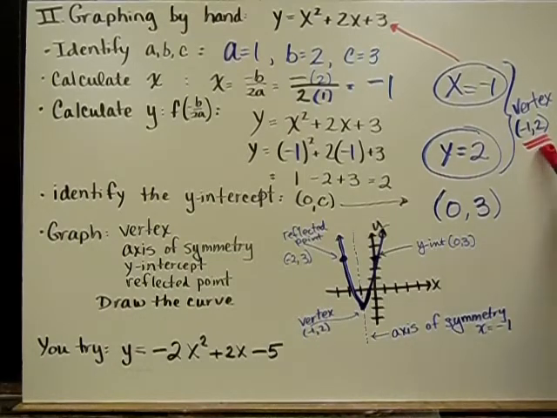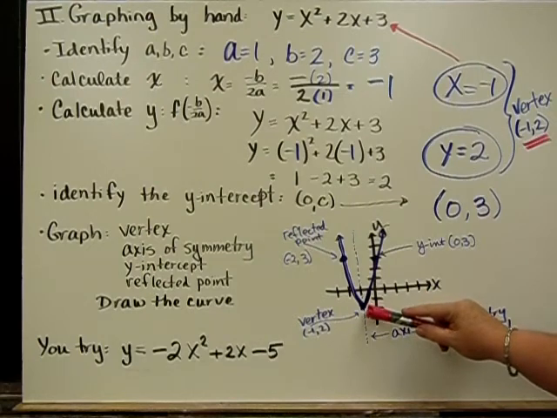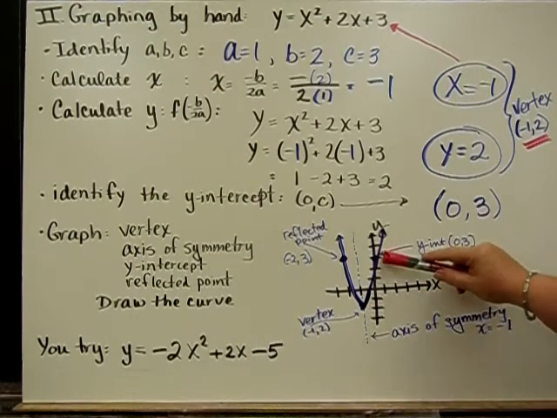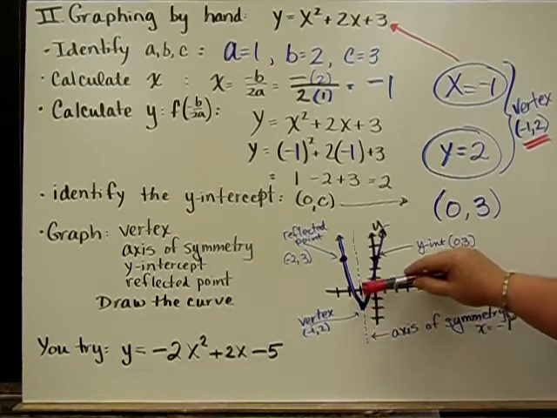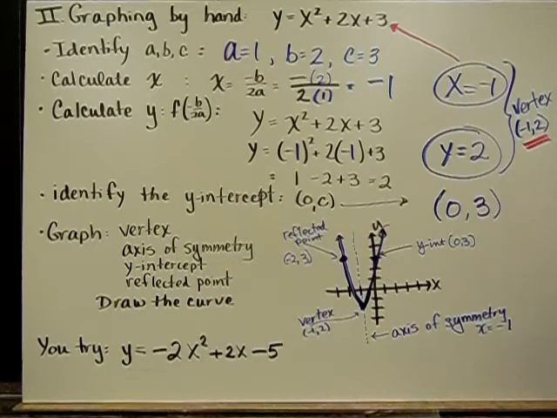So first of all, the vertex is (-1, 2). So here's the vertex. Here's our y-intercept of (0, 3). Our axis of symmetry, we know, goes through the vertex. So here's our axis of symmetry through the vertex.